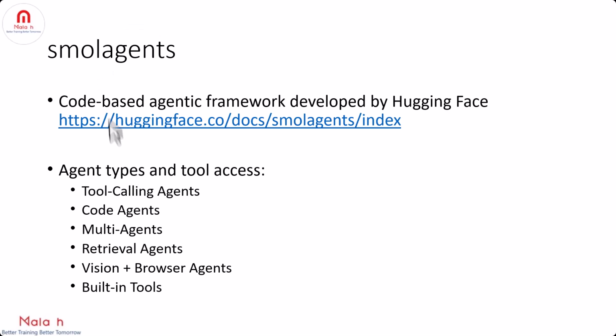So far we understood smolagents is one of the code-based agentic frameworks, and it is developed by Hugging Face. Smolagents offers different agent types, and it also has built-in tool support. First, let's learn about code agents as well as tool calling agents, and we will also understand the difference between code agents and tool calling agents.